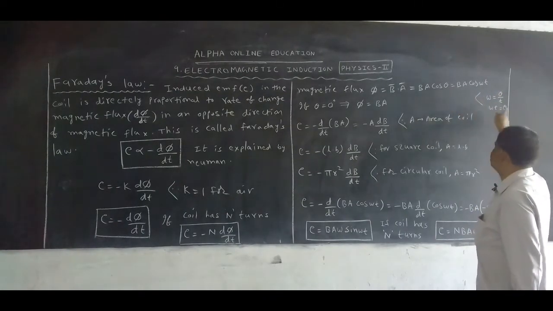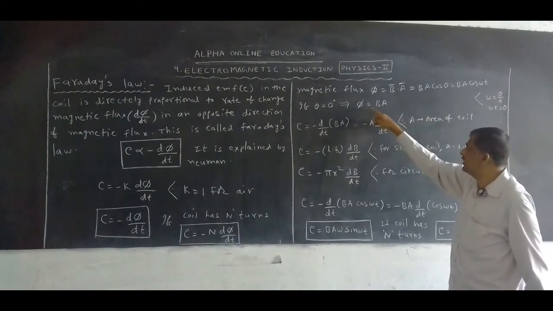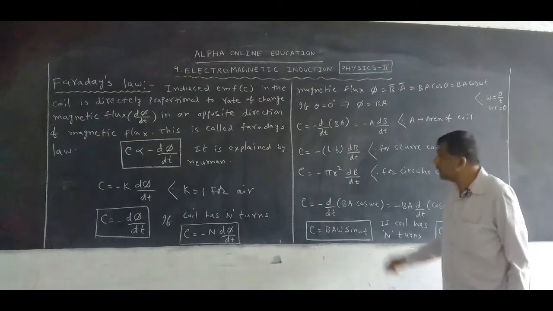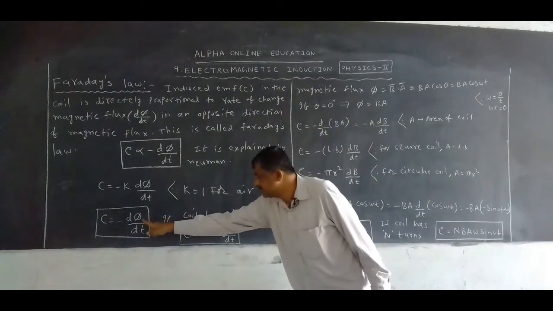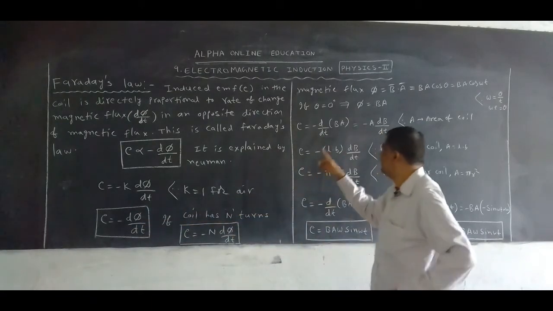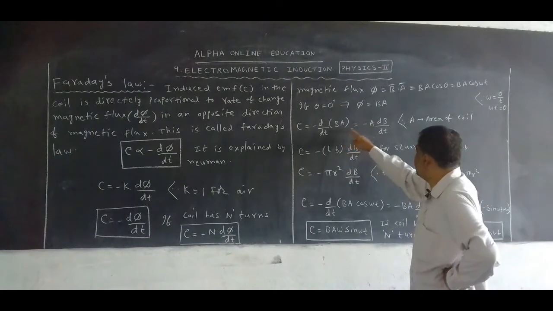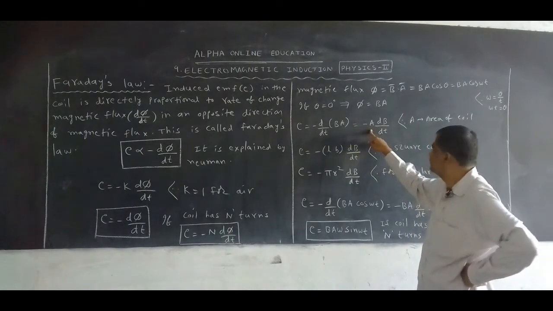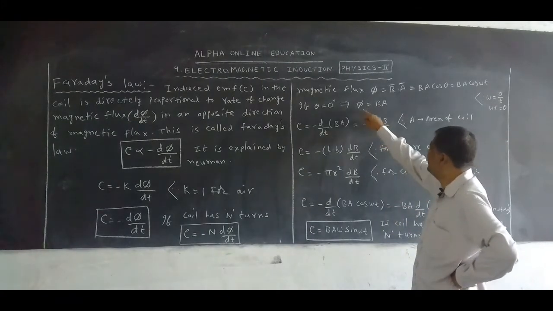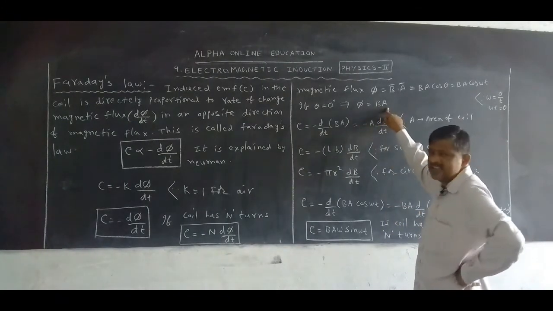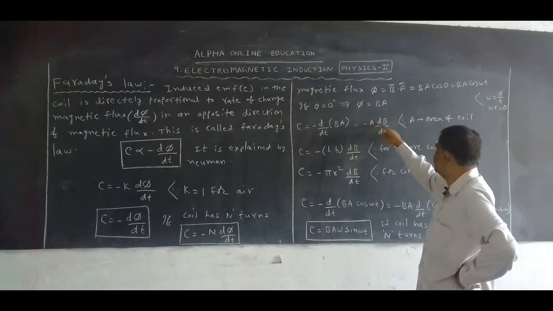If theta is equal to 0 degrees, cos 0 is 1, so phi is equal to BA. Now substitute phi is equal to BA here. So E is equal to minus d phi by dt of BA. Take A as common. Why? Because the magnetic flux changes, and A is area, so I take area as constant: A into dB by dt.